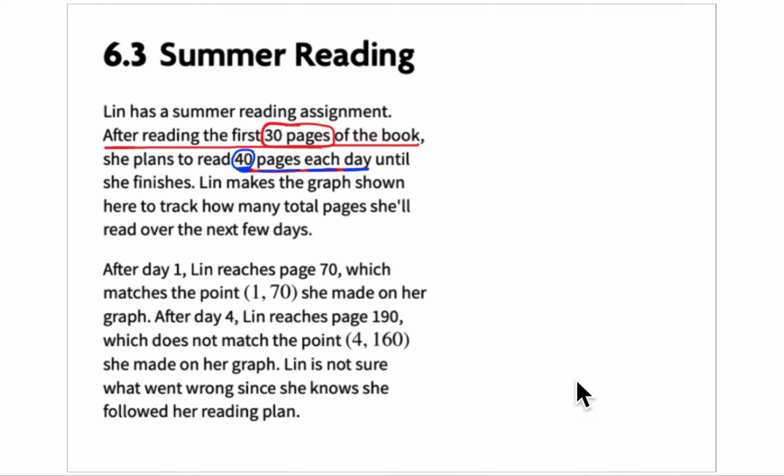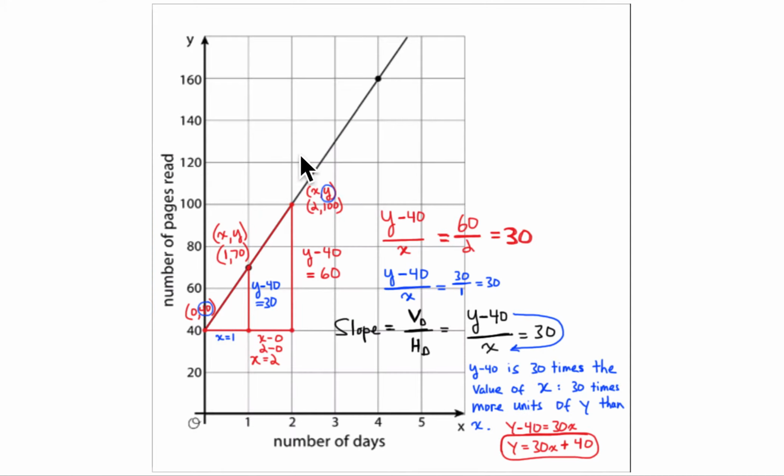All right, so let's look at her reading a little bit. In her reading, it says that she started the graph after she read 30 pages. So there's the mistake right there. We graphed it as if she had read 40 pages in the first day.